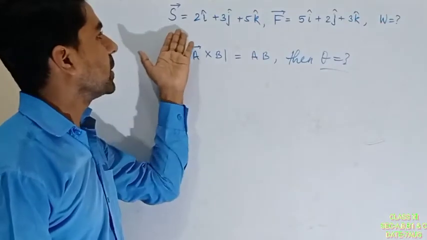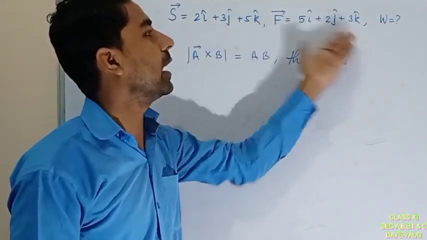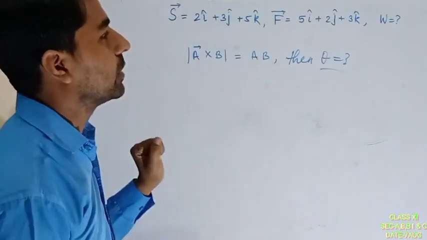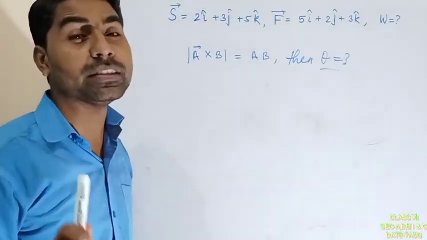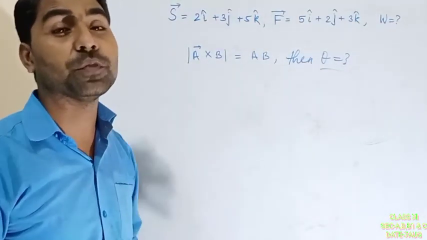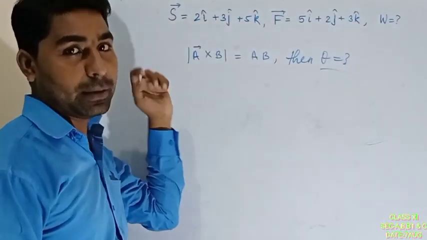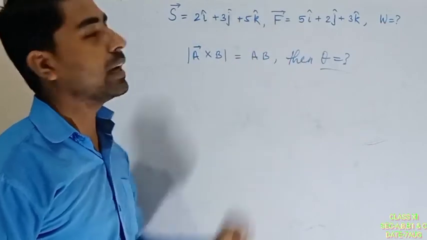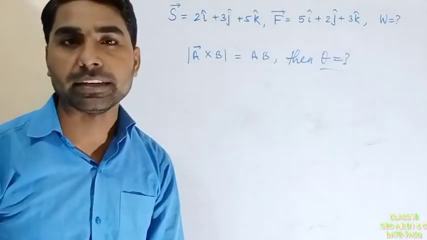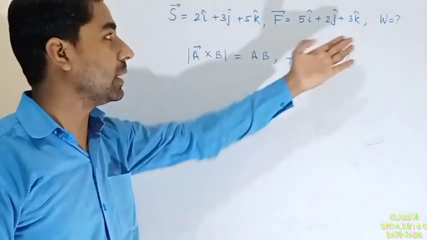So the question is, displacement is given 2i 3j 5k, force is given 5i 2j and 3k cap. Calculate the work done. Work done is equal to force into displacement. You must remember that work done is force into displacement, but which product? Dot product. In the dot product only i and i values will be obtained. So 2 into 5, 10, 3 into 2, 6, and 5 into 3, 15. It becomes 31 joule, which will be the work done.